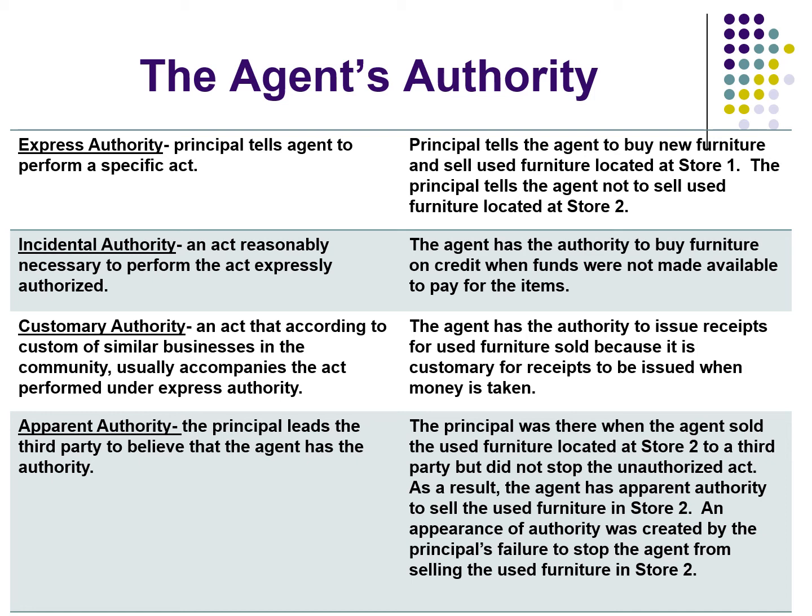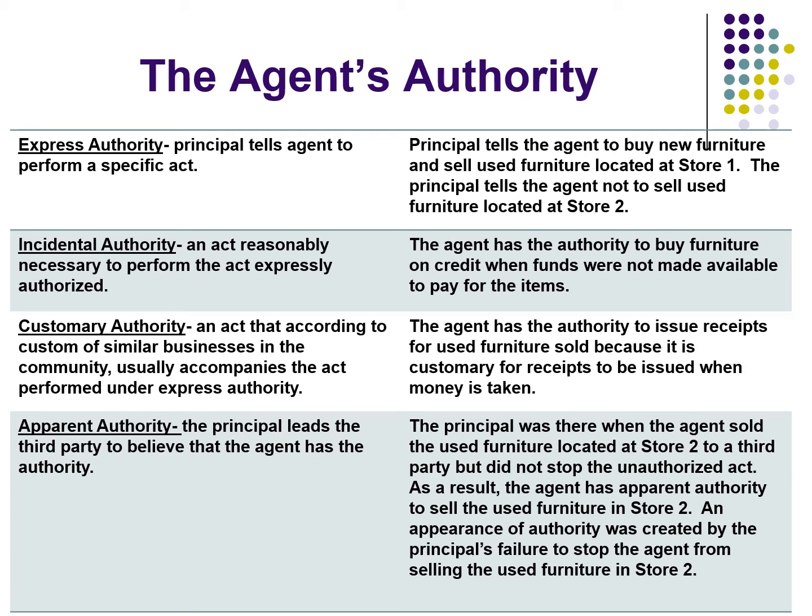So the agent has the authority to buy furniture on credit when funds are not made available to pay for the items. So what are we saying here? If you have a general manager in your store and you tell them you are supposed to be buying furniture to put in our store location so that you can sell it to customers, and you don't provide the store manager any money, there's no cash for them to go out and buy the furniture. Well, the law says they must have the incidental authority to purchase that furniture in some way because you gave them express authority to buy it. So that means credit in this instance.